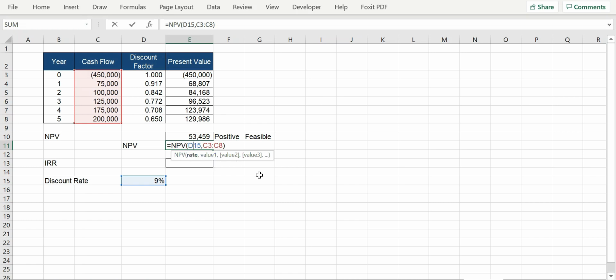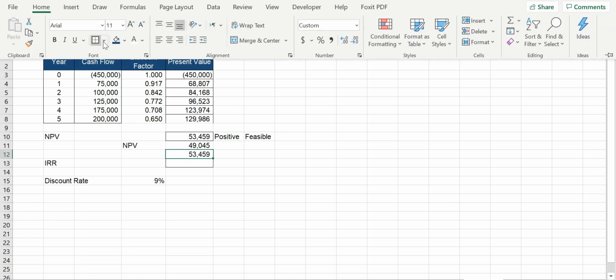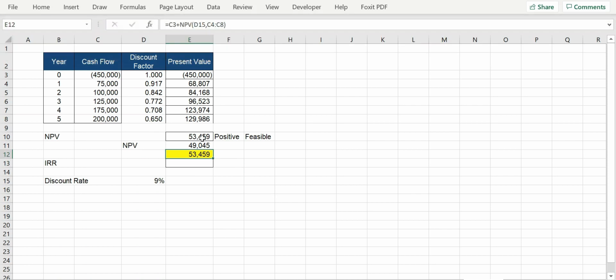Why is there a difference? The NPV function takes into account year 0 as well. So what you need to do is separate the year 0 cash flow, which should not be discounted, which is the present value, plus apply the NPV for the remaining cash flows. Take the rate 9%, then year 1 to year 5 should be considered here. Based on this, we are deriving the same figure as our normal calculation, 53,459, which is the net present value.